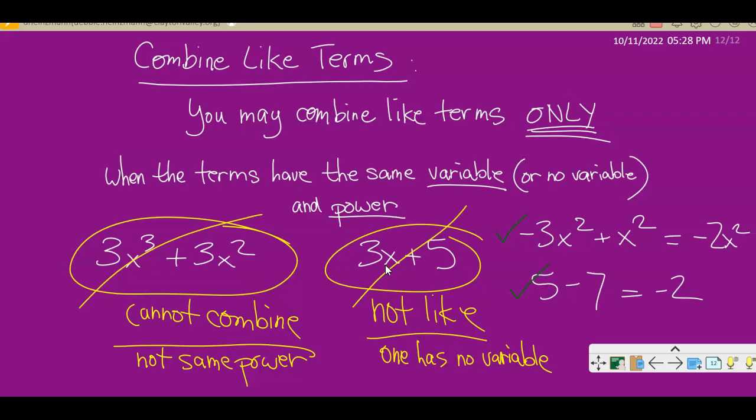Okay, now let's look at two green check marks, two things that you can combine. Here we have negative 3x squared plus x squared. That's going to give me negative 2x squared. Yay. And here we have 5 minus 7 equals negative 2.